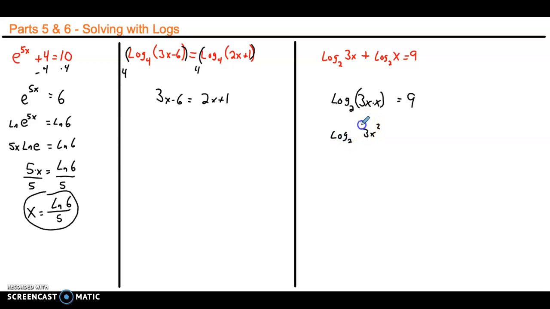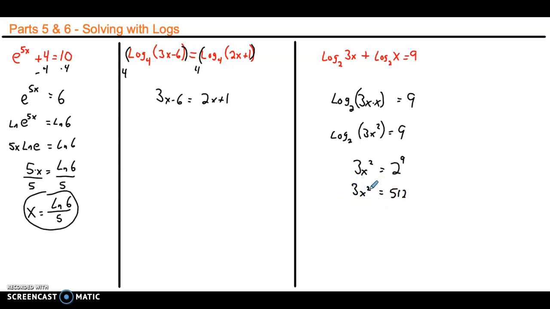Log base 2 of 3x squared equals 9. All right, when you are solving logarithmic equations like this, you want a single logarithm all by itself on one side of the equal sign. That's what we got with this. Once you're there, there's a couple ways to think about it, but the easiest way is just rewrite this thing exponential. So base 2 to the 9th power equals the thing that we're taking the logarithm of. All right, now, as everybody knows, 2 to the 9th is 512.